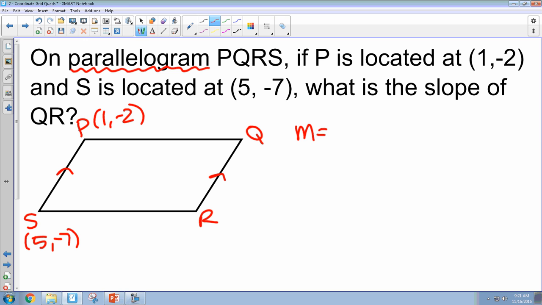To find the slope of PS, we're going to use our slope formula from the last slide. On top, you are going to subtract your y values. So I'm going to do -2 minus -7 on top, and on bottom, I'm going to do 1 minus 5. Remember, since I started with the -2, I had to start with the 1. When we simplify this, these two negatives go ahead and cancel out, so -2 plus 7 is 5 over -4. Since this is the slope of PS, this is also the slope of QR, so this is your final answer.